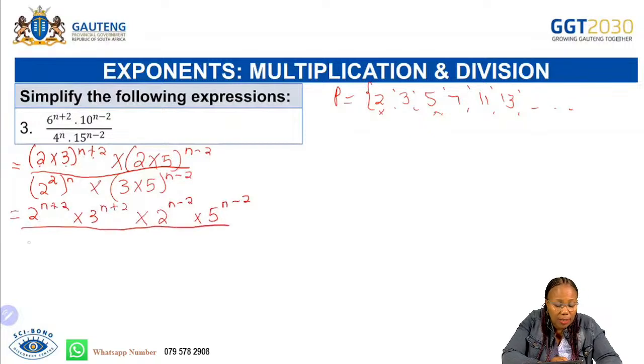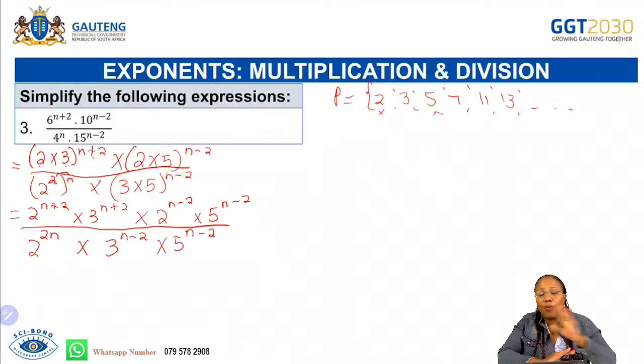On the denominator, remember, if we are having 2 exponents, is 2 times n. That will be 2 to the power 2n. Can you see, grade 12, we are busy applying the rules. You can't come up with your thing. You apply the rules that we have explained initially. And then we have two bases sharing the same exponent. It will be base 3 taking exponent n minus 2 multiplied by base 5 taking exponent n minus 2. Now we have removed all the brackets.